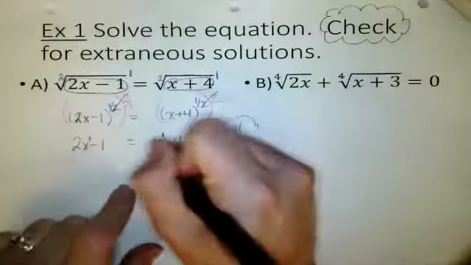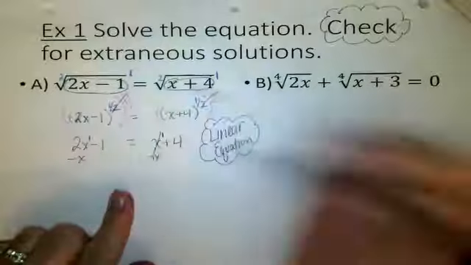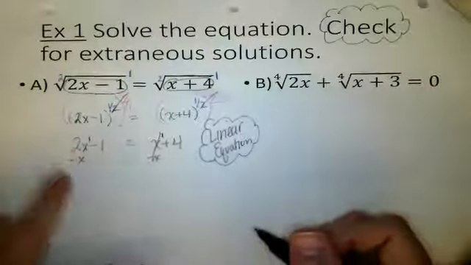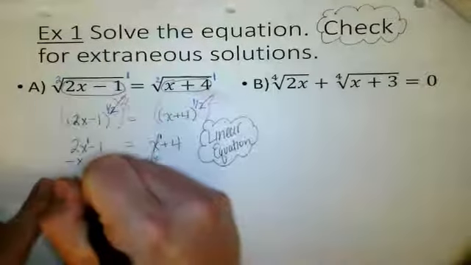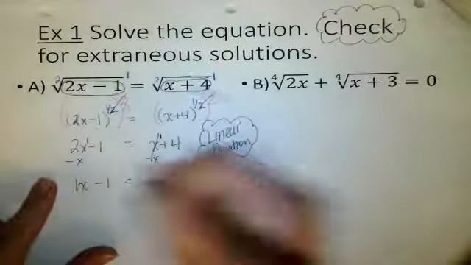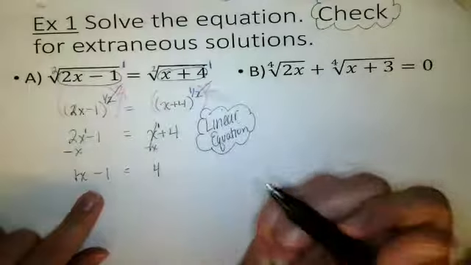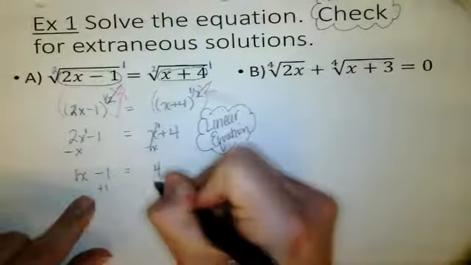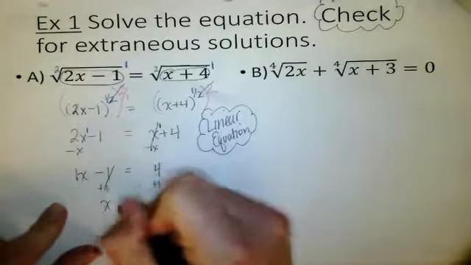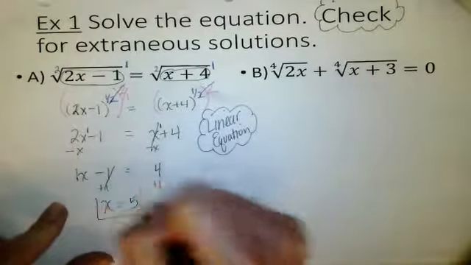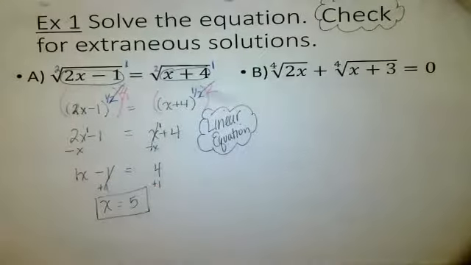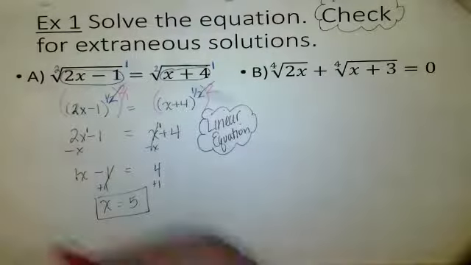So I'm going to take this x and move it over. So I'm going to subtract x. 2x minus 1x is 1x. And then what do I need to do with the 1? Add the 1. So I get x equals 5. That's a possible answer. But what I need to do is actually check that.